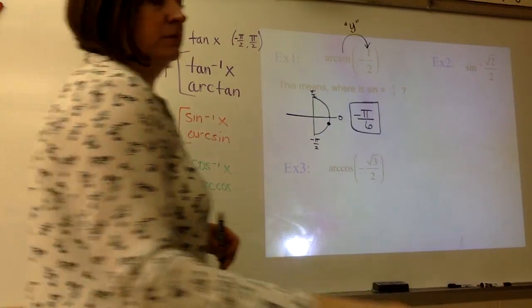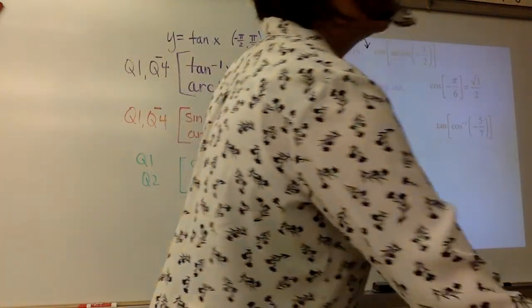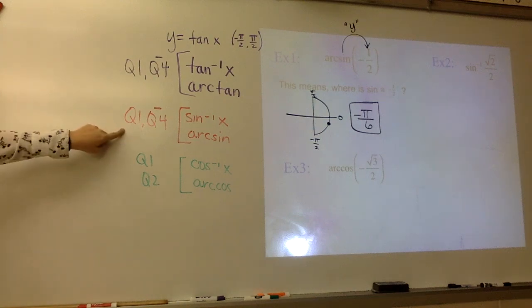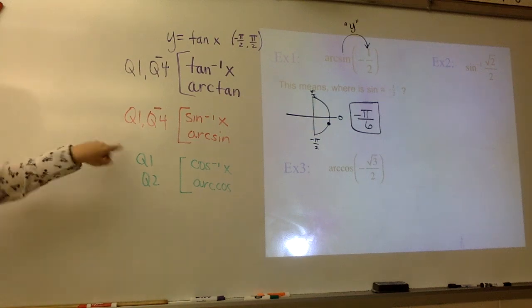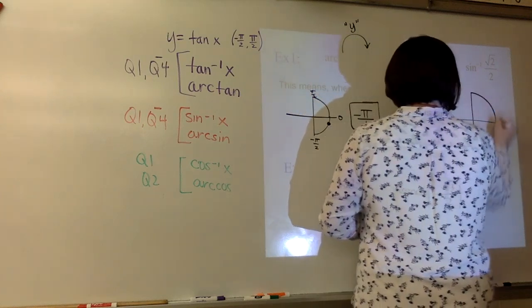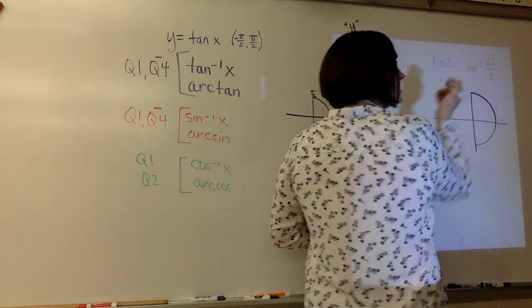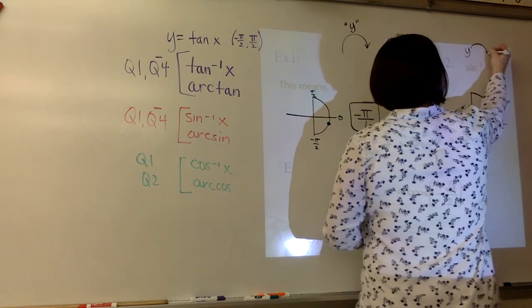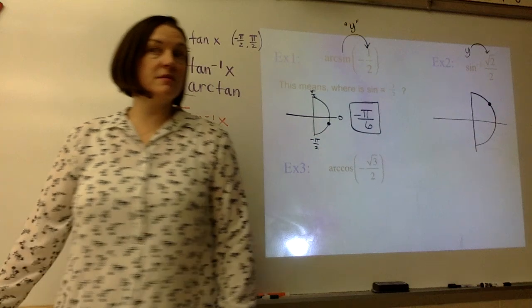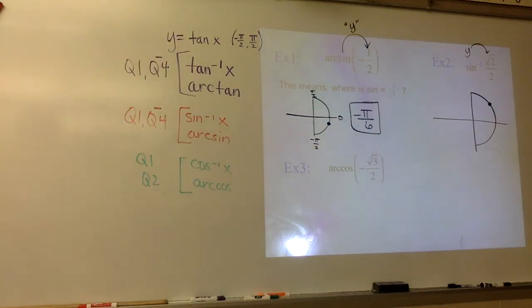All right, example 2. Moving on. Sine inverse of root 2 over 2. So your thought process is, all right, sine inverse is defined in quadrant 1 or negative quadrant 4. So again, I'm here and here. Sine is the y value. So where is y positive root 2 over 2, which is here. And what is that in radians? Pi over 4 is your answer.